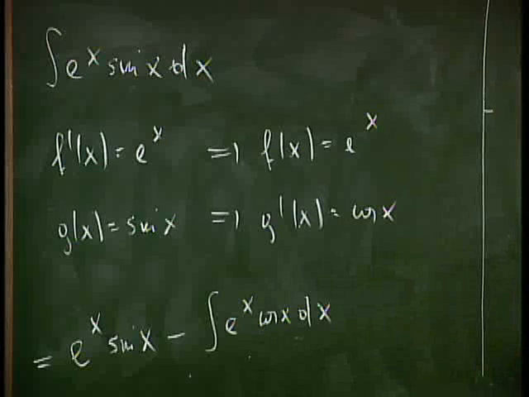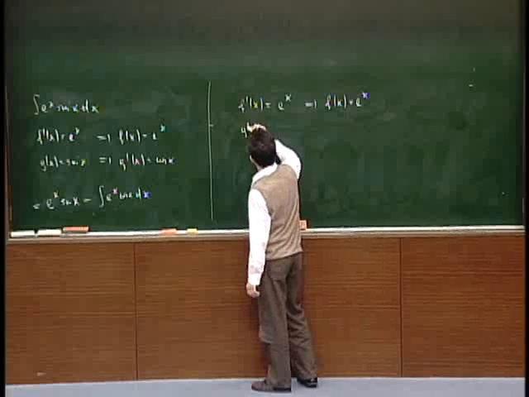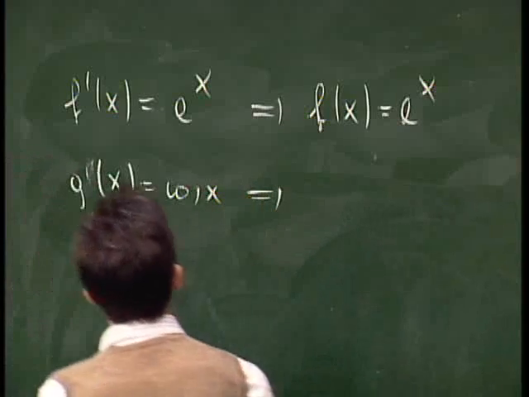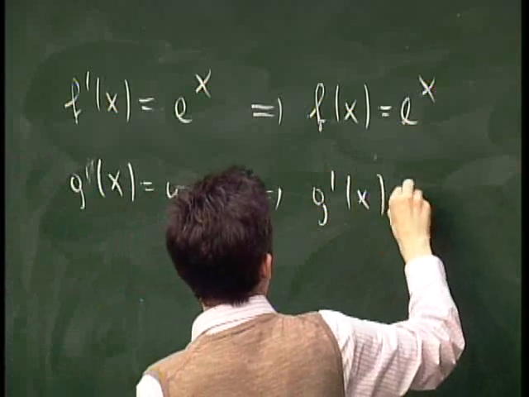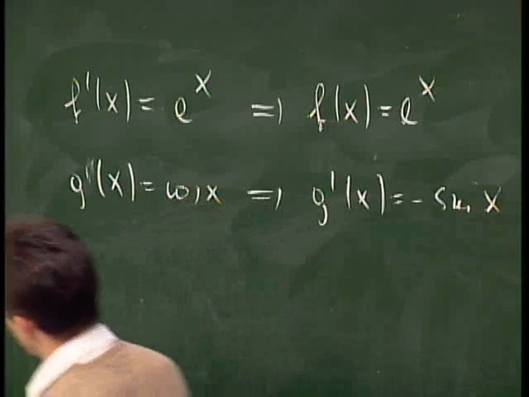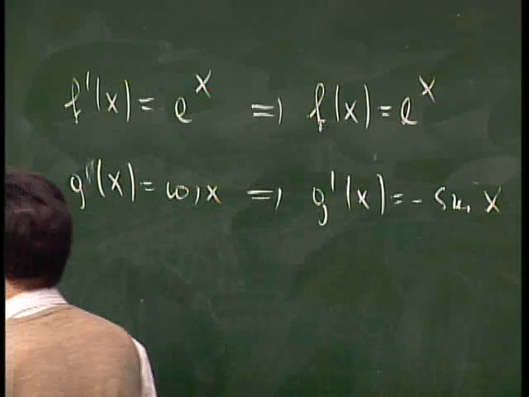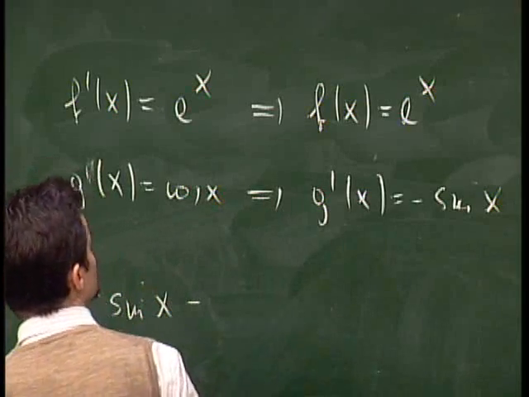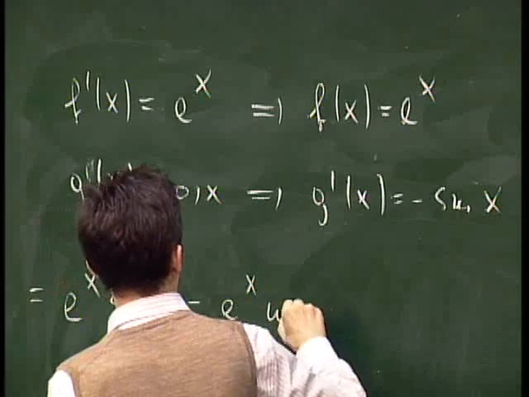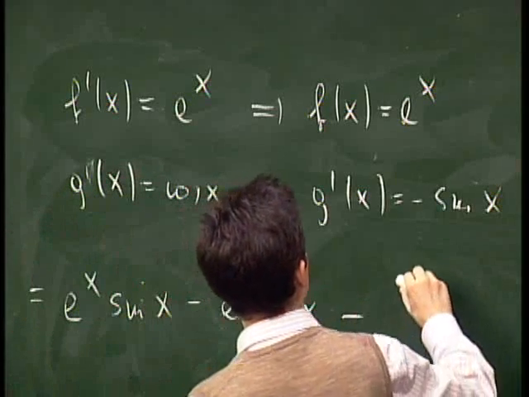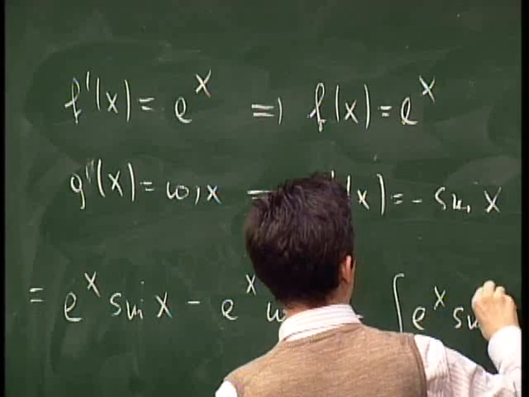Again, we are going to integrate e to the x, and we are going to differentiate the cosine of x. So the derivative will be equal to minus sine of x. So this is then equal to e to the x sine x minus now e to the x cosine of x, and you have here a minus, so you have a minus e to the x sine of x dx.